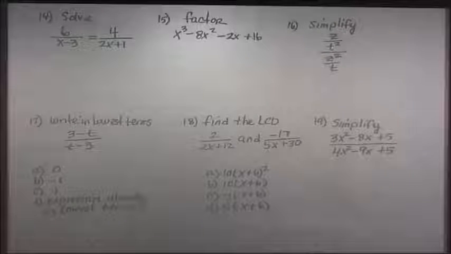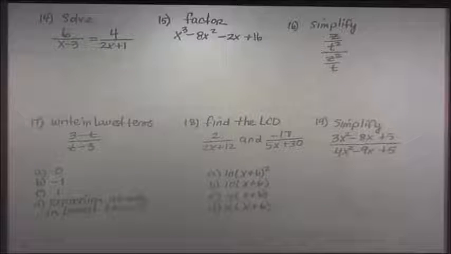14 through 19, you have multiple choice selections for 17 and 18. Number 14, it says solve. When do you need a common denominator? Adding, subtracting, solving. Okay? You need a common denominator. So what's our common denominator here? 2x plus 1 and x minus 3.